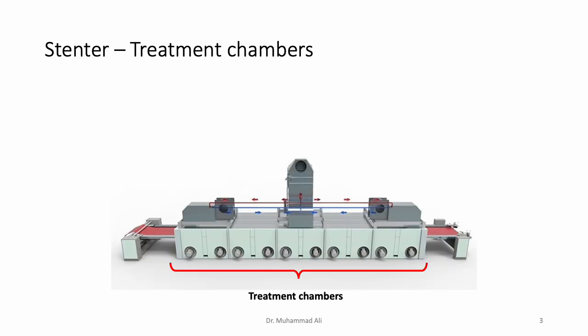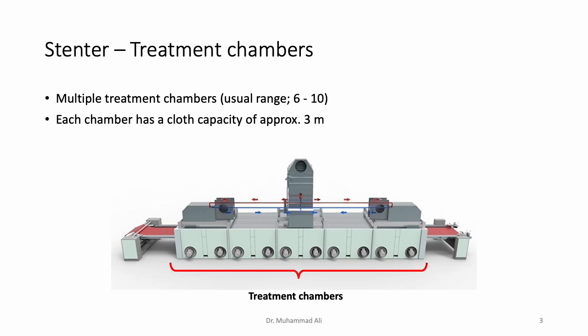So let's look at treatment chambers in detail. But before that, let's cover some basic aspects of the treatment chambers. So in a Stenter, we have multiple treatment chambers, and the usual number of treatment chambers is between 6 and 10. However, we can have more than 10 treatment chambers very easily.